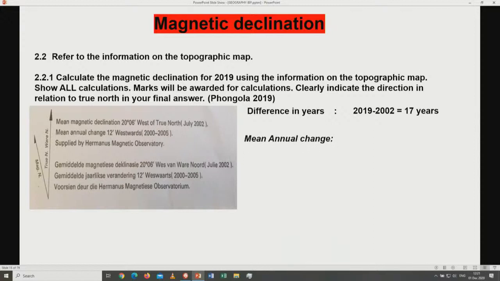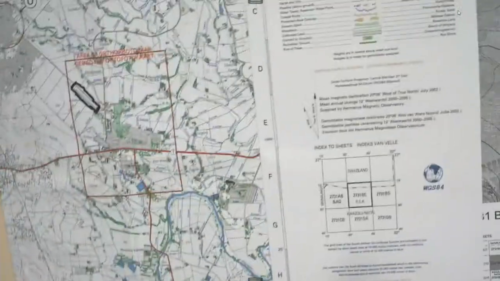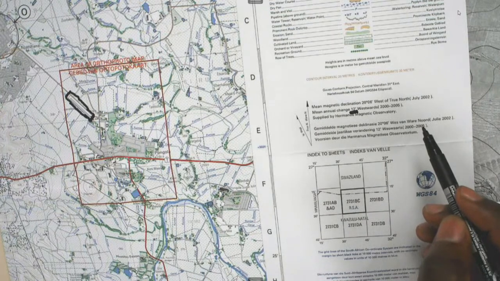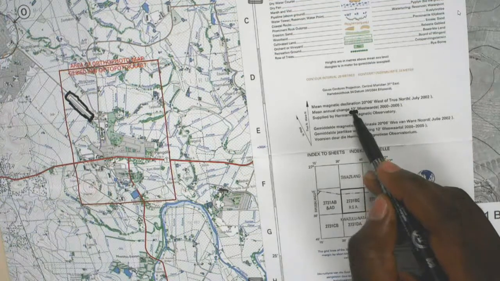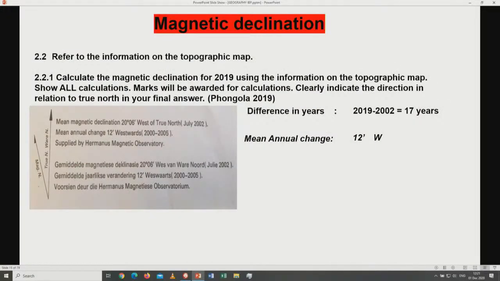The following thing, grade 12, the following step here says that the mean annual change, these marks, grade 12, are free marks. Look, you just go to the map and take that information. It's written for you, it is given. There is the information that I'm talking about. You see, the 12 minutes is just given to you. It's a free mark. You just write the mean annual change and you take it and write it down and you get the mark just for doing that, grade 12. So you cannot really lose those marks in this method. So this is your mean annual change. As you can see, it's 12 minutes west.